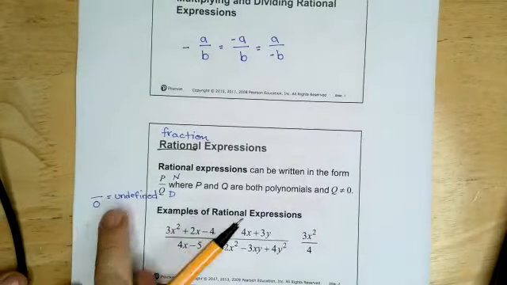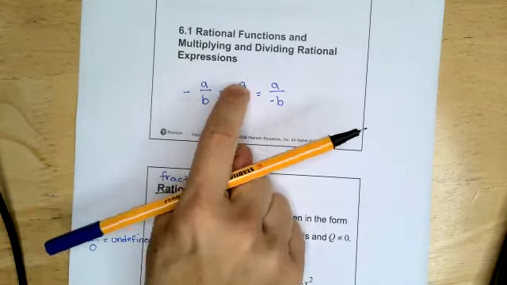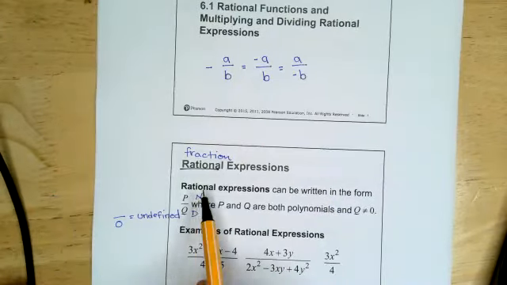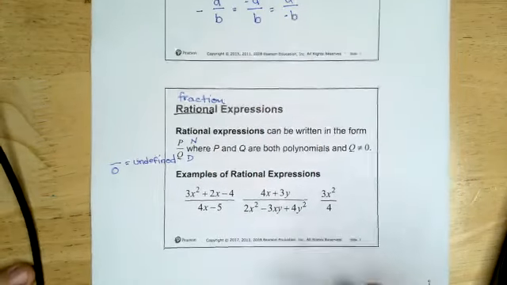So if it's over 0, it's undefined. You can put the minus sign with the numerator, or you can put the minus sign with the denominator. It does not matter. Those all equal the same.